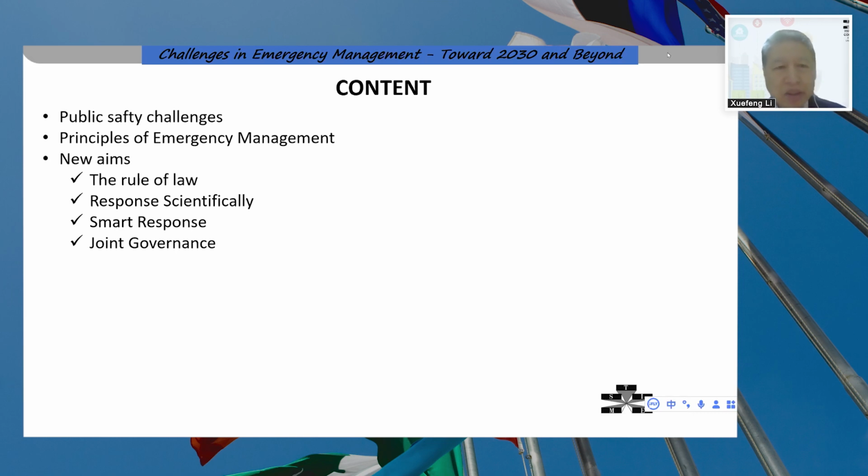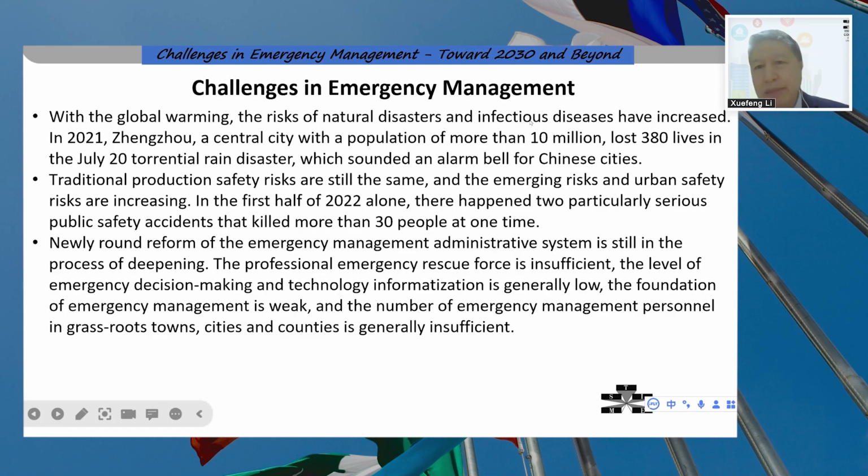Here I would like to share certain basic ideas in the 5-year plan, including the following issues. First, about the challenges. Second, the principles of emergency management in China. And third, new aims in the 5-year plan, especially these four points: the rule of law response, scientifically smart response, and joint governance. Maybe I will not just read the PPT.